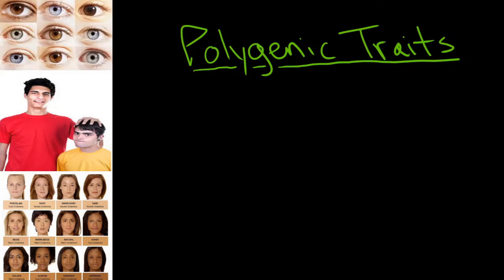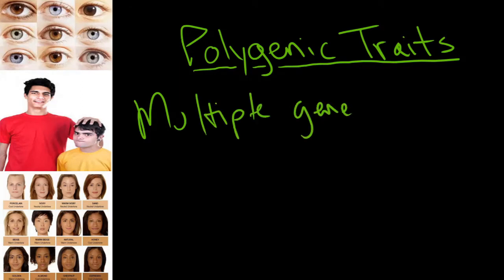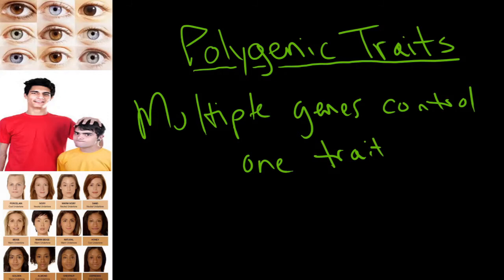So instead of having multiple alleles for one gene, one trait, this is a trait that is controlled by many genes. And so what you're going to find is that lots and lots of human traits are controlled by multiple genes. So, let me switch colors here. Multiple genes control one trait. All right, and so a great example of that is human eye color, human height.